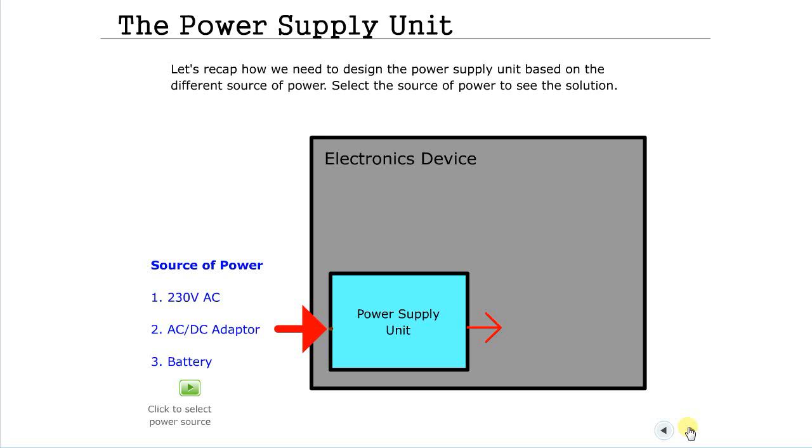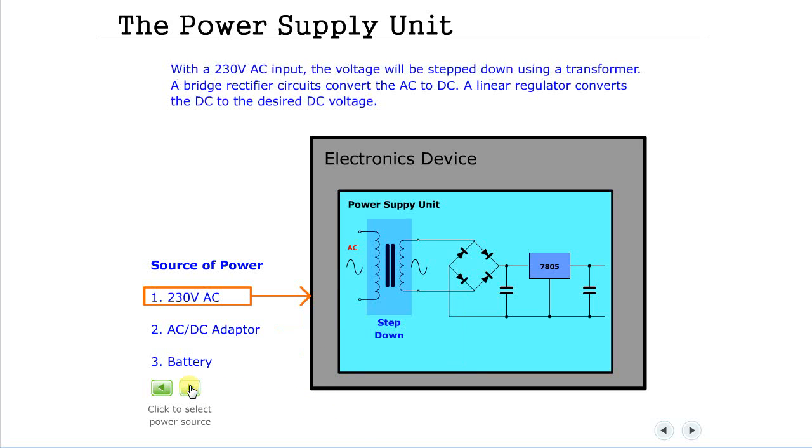Let's recap how we need to design a power supply unit based on the different sources of power. With a 230-volt AC input, the voltage will be stepped down using a transformer. A bridge rectifier circuit converts the AC to DC. A linear regulator converts the DC to the desired DC voltage.